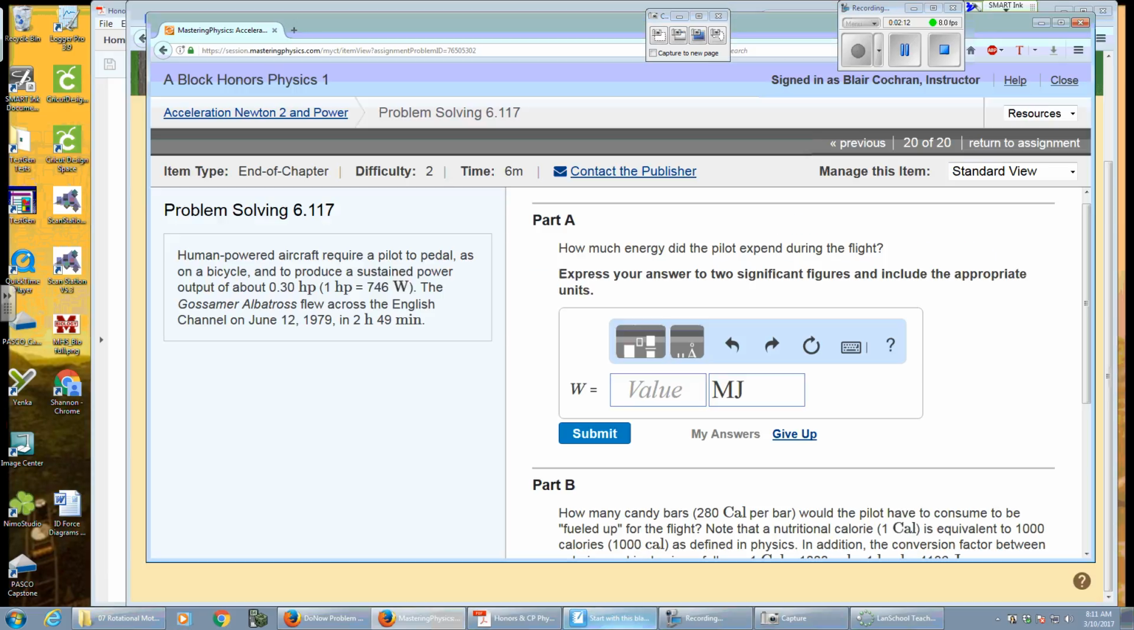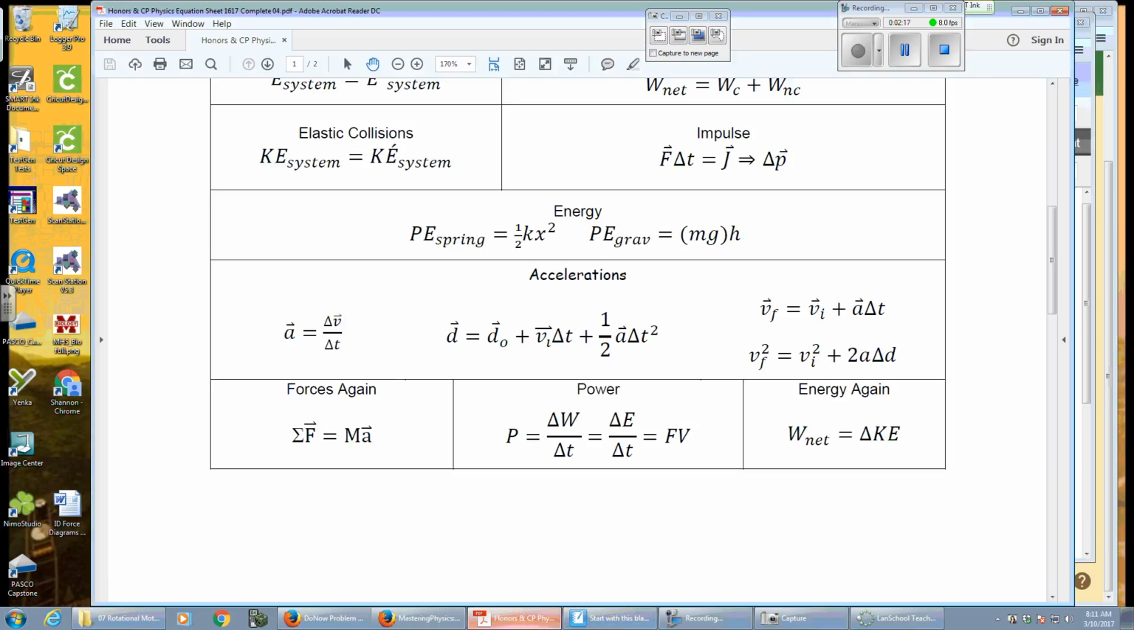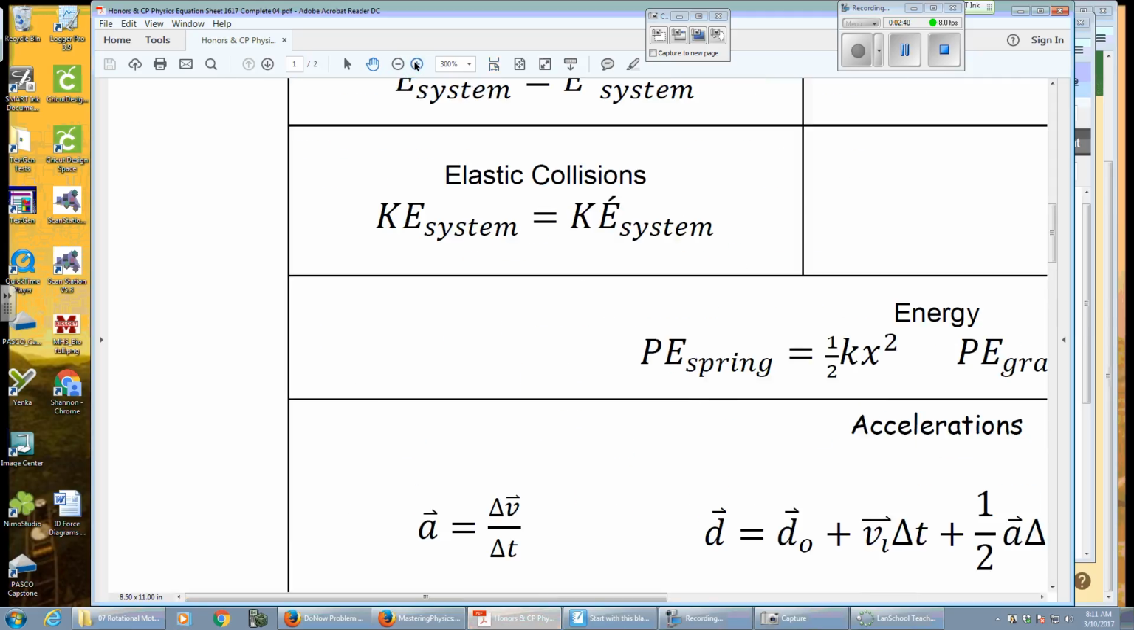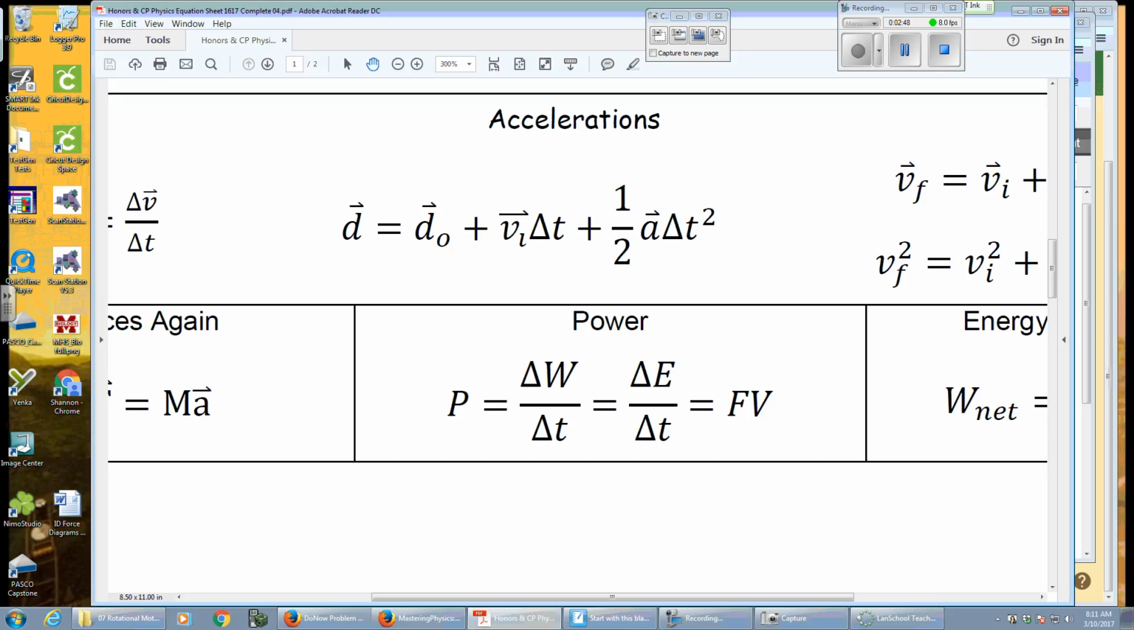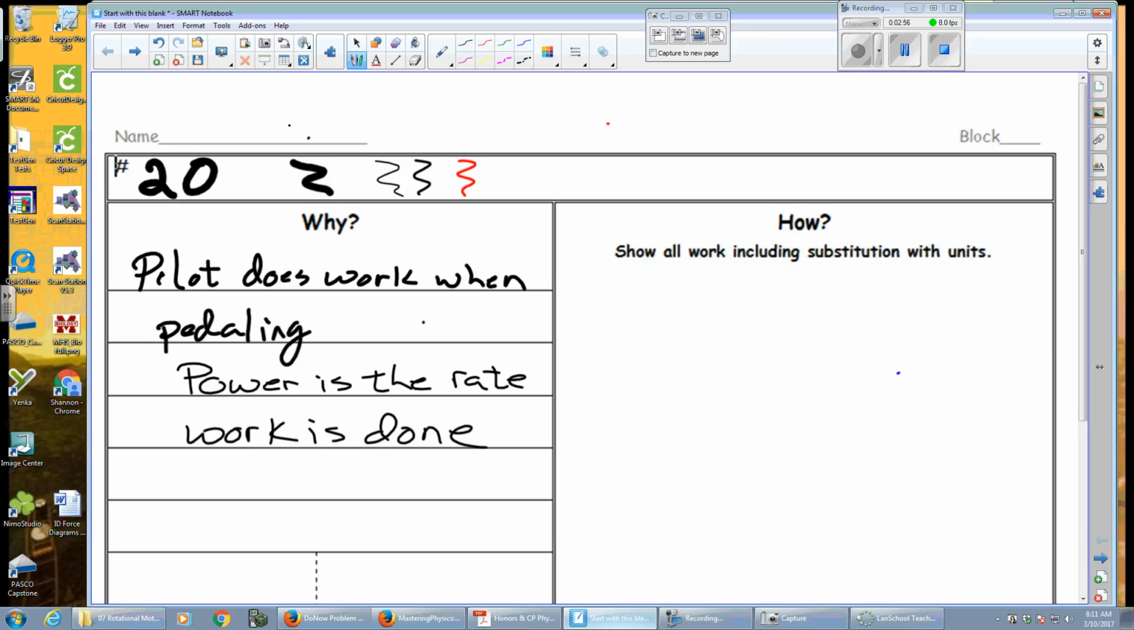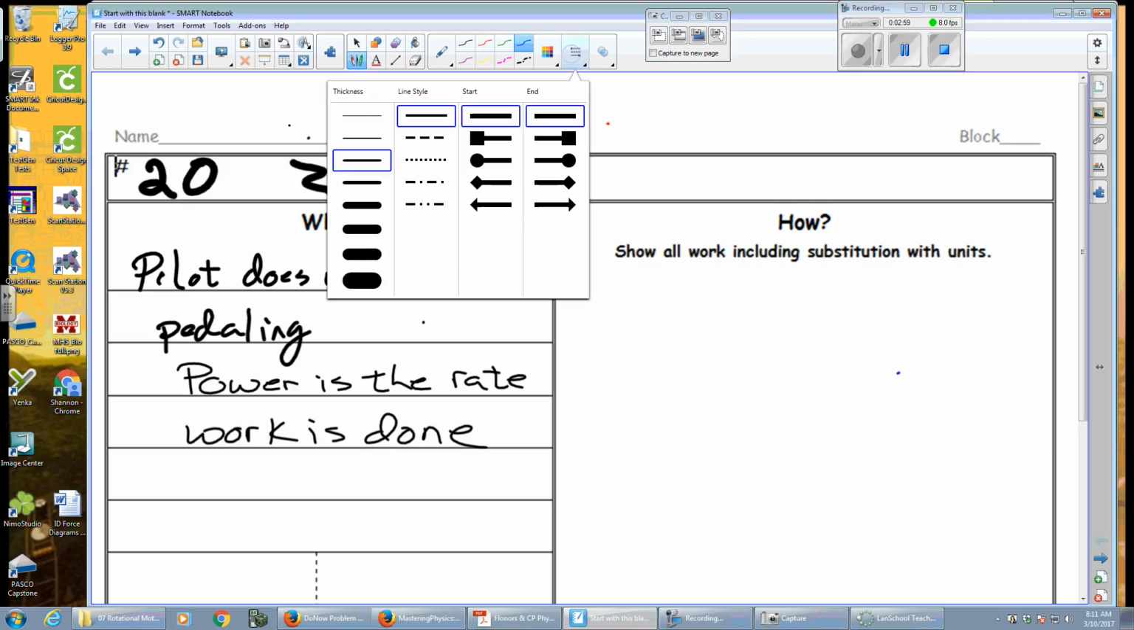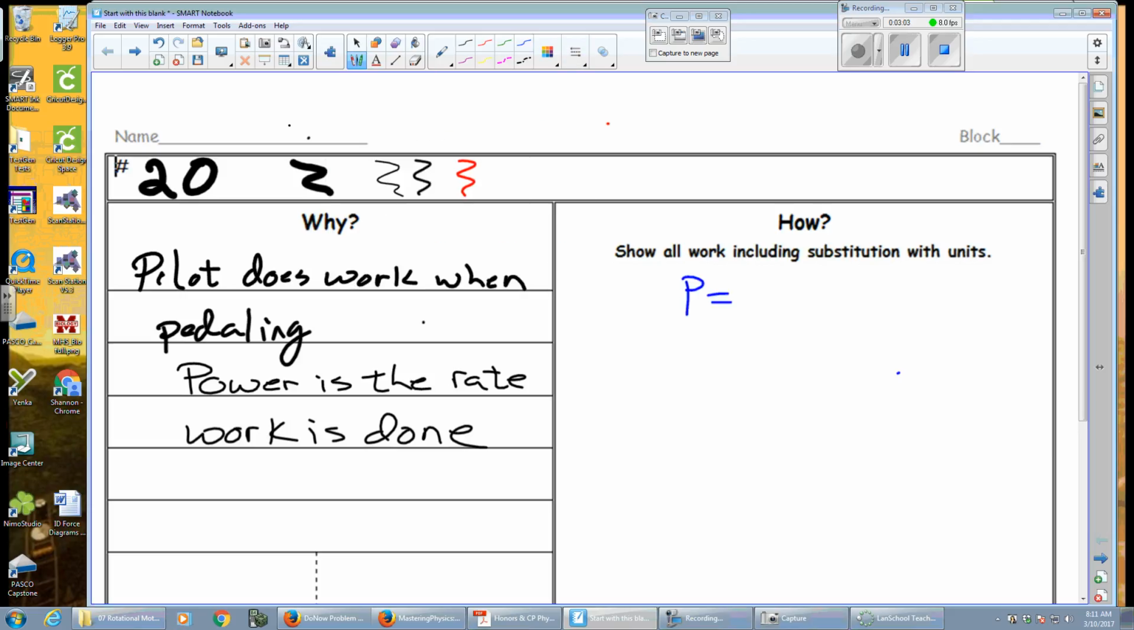Equation-wise, my equation sheet, I can look at my equation for power, and I'm looking at the work over time version of it. So I'm looking at power equals work per time. So that's the one I'm going to start off with. Make sure my width is correct. So power equals work per time.